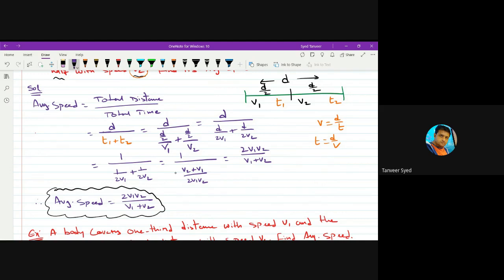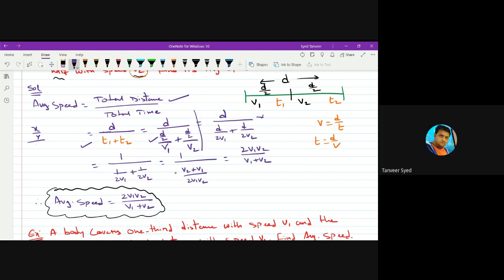Okay. This step is physics. That's all. Physics is over here. From here on, you have only maths. Okay. Here, d by 2 by v1 plus d by 2 by v2, I also didn't understand.